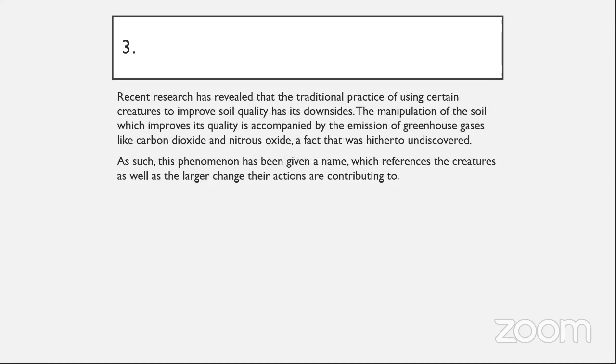That's the second one. And third one, recent research has revealed that the traditional practice of using certain creatures to improve soil quality has its downsides. The manipulation of the soil which improves its quality is accompanied by the emission of greenhouse gases like carbon dioxide and nitrous oxide, a fact that was hitherto undiscovered. As such, the phenomenon that is caused because of the usage of these creatures has been given a name which references these creatures as well as the larger change that their actions are contributing to. Looking for a 2-word answer here.